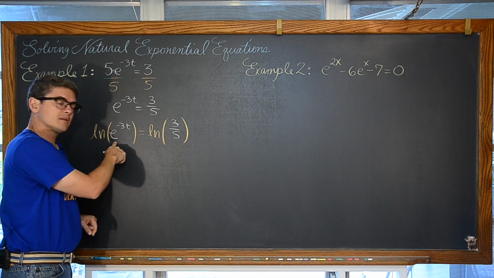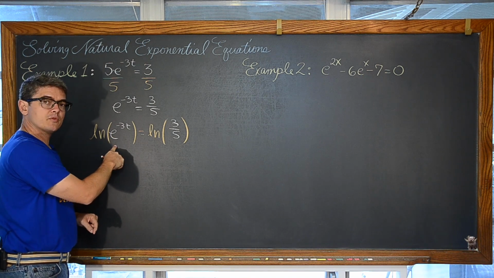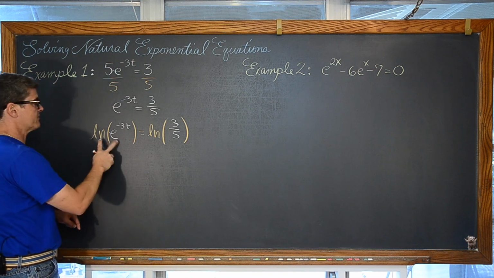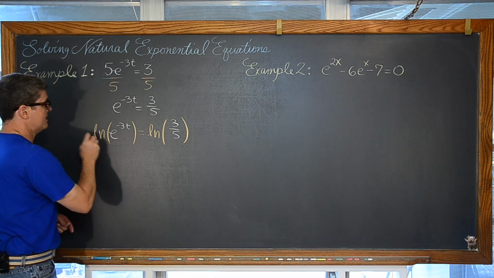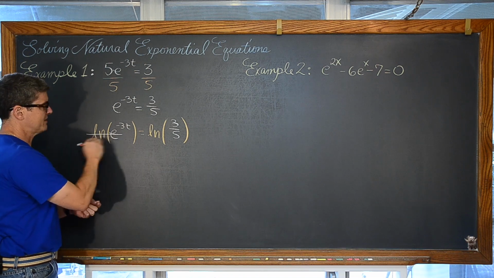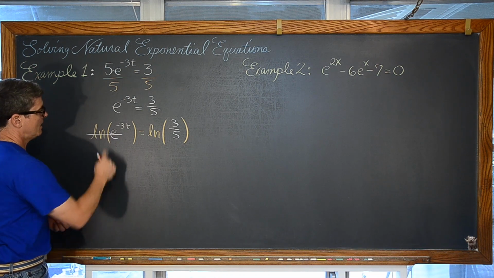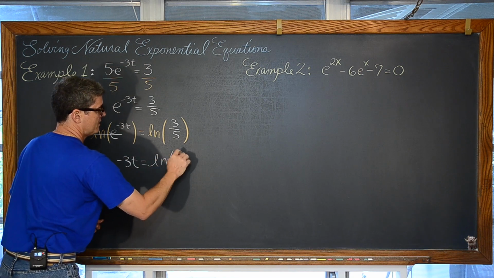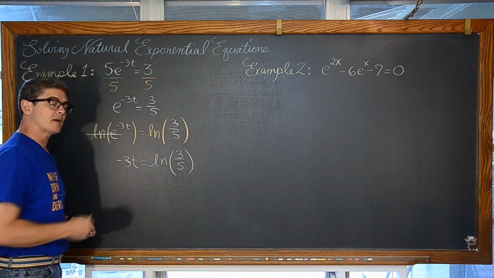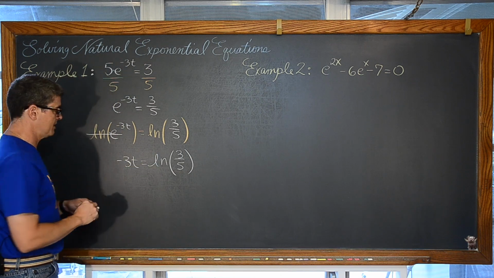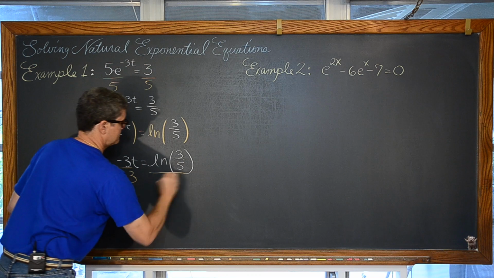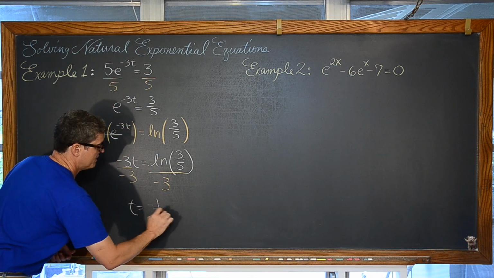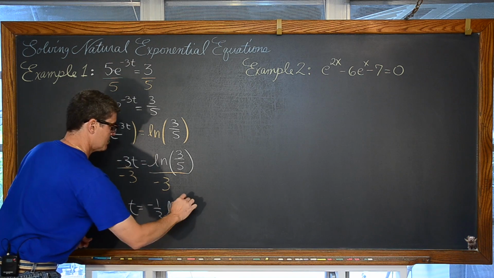Well, that's obviously an exponential function with base e. Natural log is log base e. And since these inverse math operations have the same base, they will cancel each other out as long as they're applied right next to each other. We're going to have negative 3t is equal to the natural log of 3/5, and then we just have to divide both sides by negative 3. And we have t is equal to negative 1/3 times the natural log of 3/5.